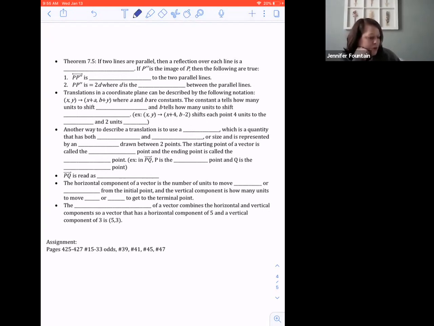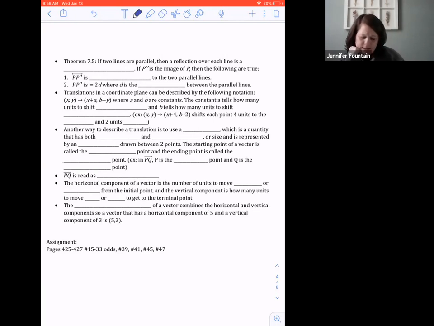So we're starting on page 430 and it says glide reflections and compositions. So it says a translation or glide and a reflection can be performed one after the other to produce a transformation known as a glide reflection. Okay.